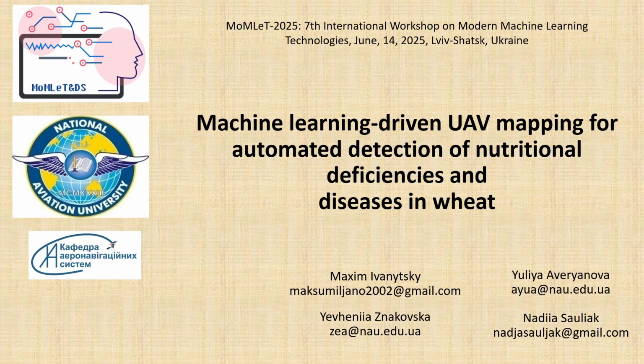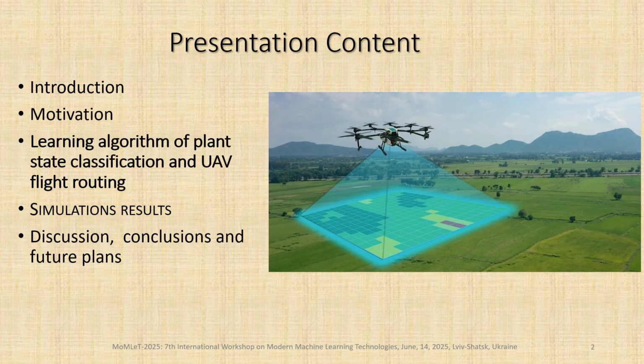It's my pleasure to present to you a paper developed at the National Aviation University: machine learning-driven UAV mapping for automated detection of nutritional deficiencies and disease in wheat. This report focuses on the development and implementation of machine learning-based algorithms for plant condition classification using UAV-captured images.